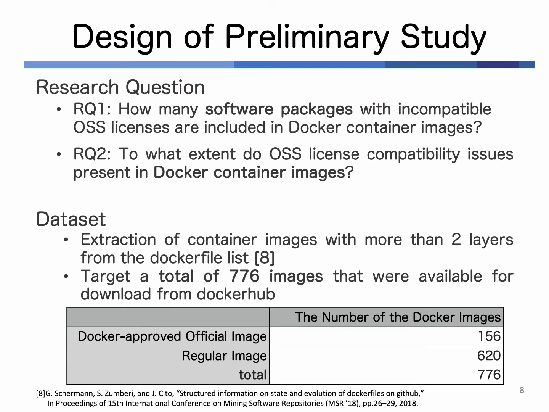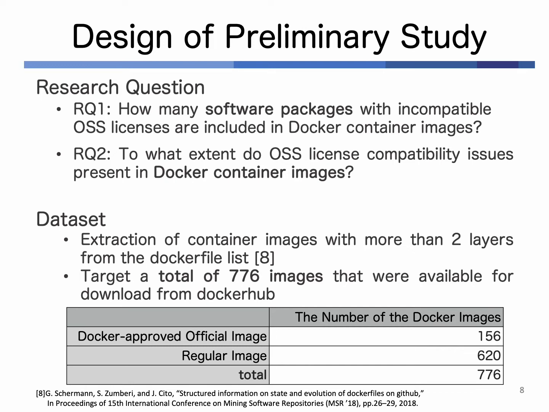So, we set up two research questions to check the license compatibility status of the software packages in the container image. Research question 1, how many software packages with incompatible OSS licenses are included in Docker container images? Research question 2, to what extent do OSS license compatibility issues present in Docker container images?